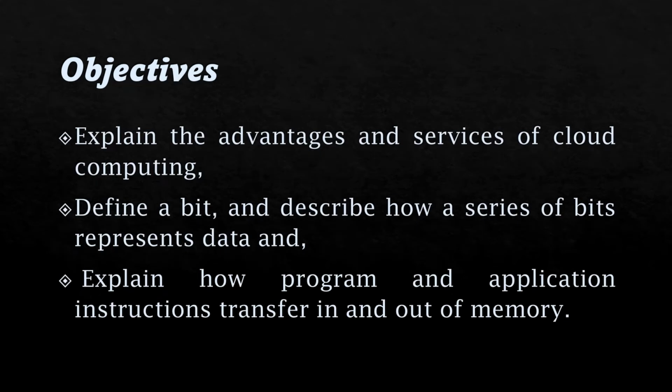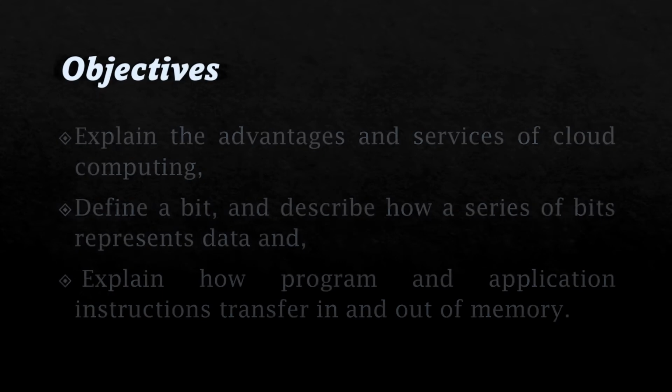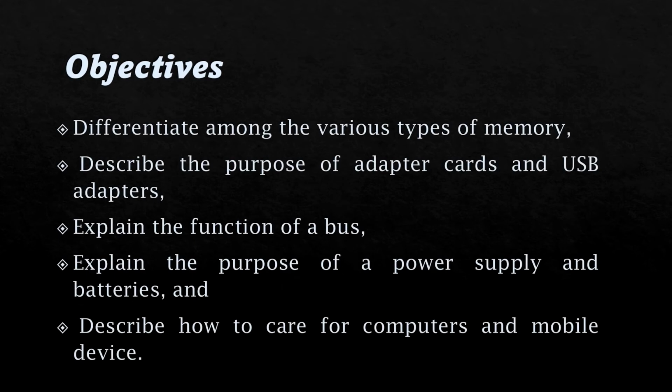Adding to our objectives, we will explain the advantages and services of cloud computing. We will define a bit and describe how a series of bits represents data, and explain how program and application instructions transfer in and out of memory. In addition, we will differentiate among the various types of memory, describe the purpose of adapter cards and USB adapters, explain the function of a bus, explain the purpose of a power supply and batteries, and describe how to care for computers and mobile devices.